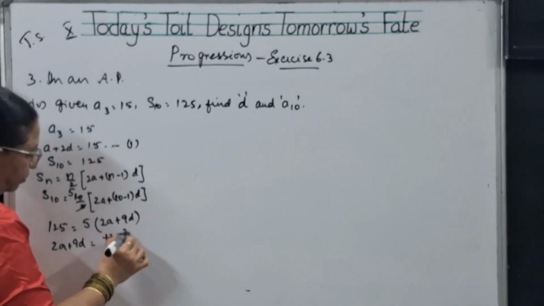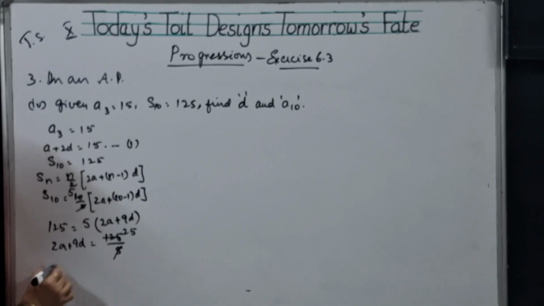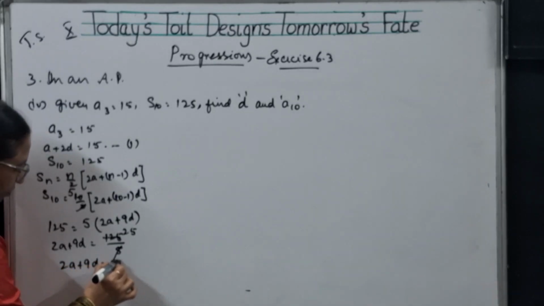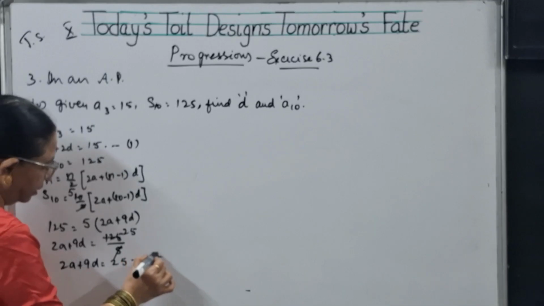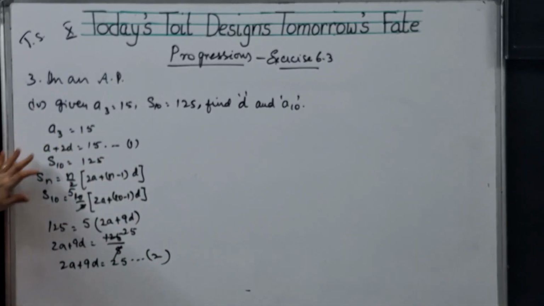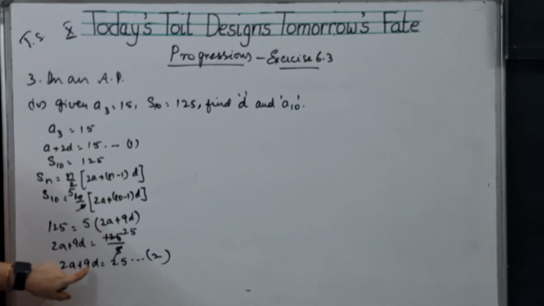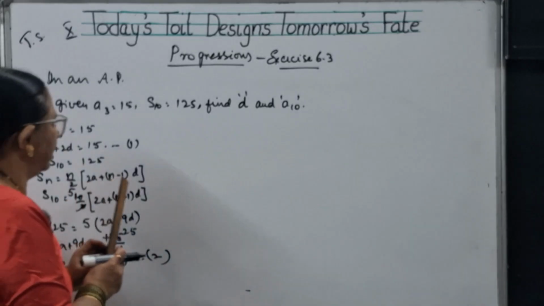5 ones are 5, 5 twos are 10, 5 fives are 25. So 2a plus 9d is equal to 25. You are getting another equation. These two equations you have to take, children. A plus 2d is equal to 15 is one equation. 2a plus 9d is equal to 25 is another equation. So we need to solve these two to find a and d.